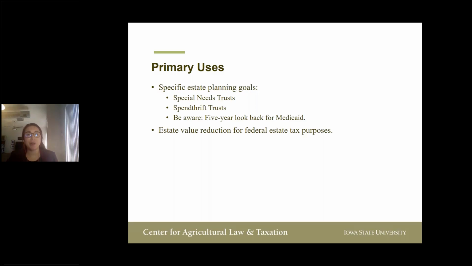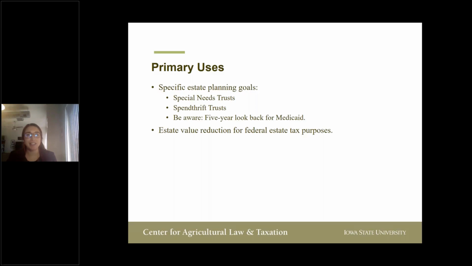And one thing to be aware of for this third one then is that for Medicaid applicants, there is a 5-year look back during the asset portion of the application. And we want to be aware of that if that's something that you're looking into. Then also, irrevocable trusts can be used to reduce a person's taxable estate. There is currently an $11.7 million lifetime exclusion.